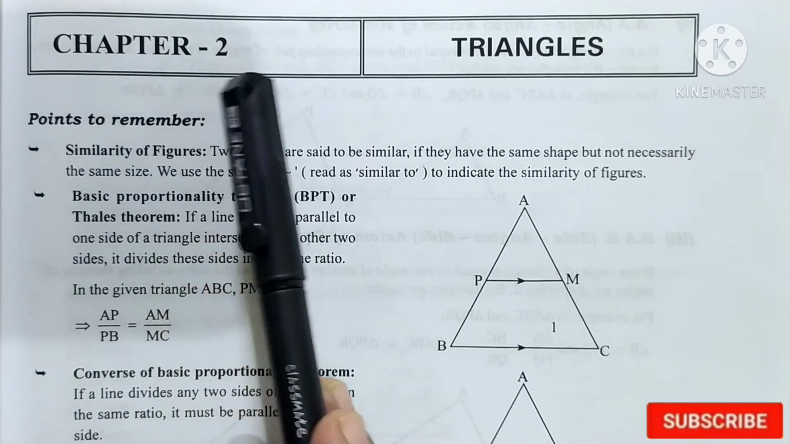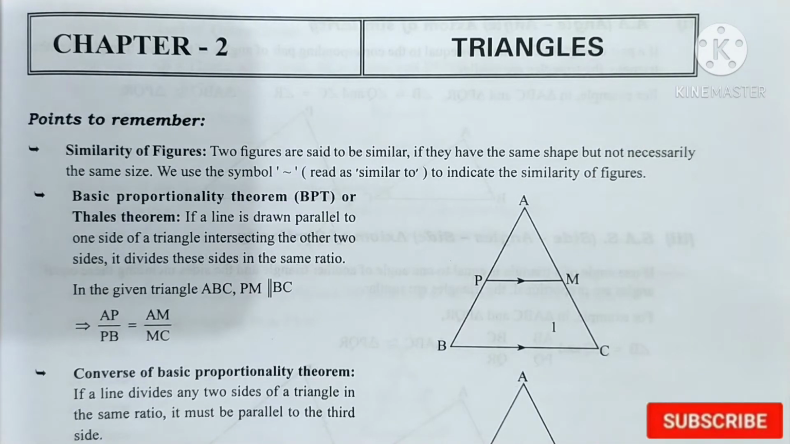Chapter 2 Triangles. In the previous class, we studied triangles and congruent triangles. Just recall, what are congruent triangles? Two figures are said to be congruent if they have the same shape and the same size.